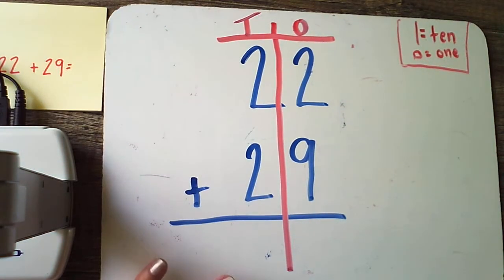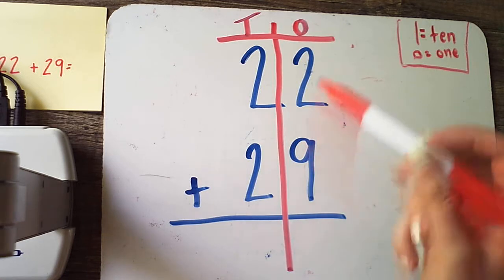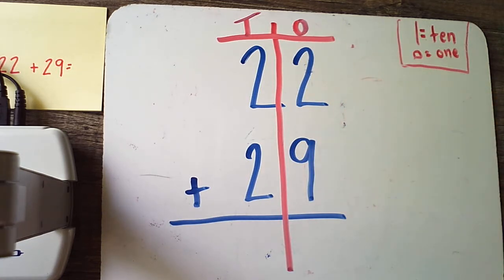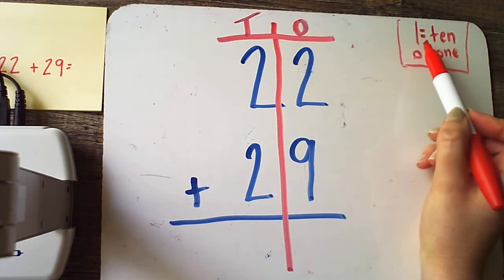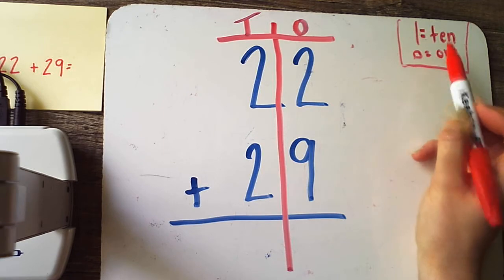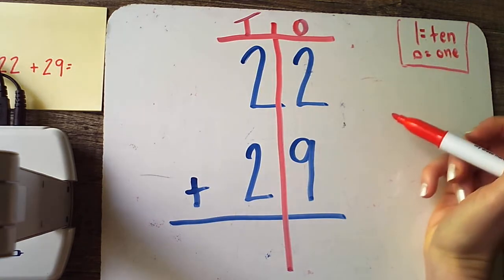Perfect. Our next step is to represent our addends, 22 and 29, using pictures. If you forget what our pictures are supposed to look like, remember you have a stack or a rod for a 10 and a square for a 1.